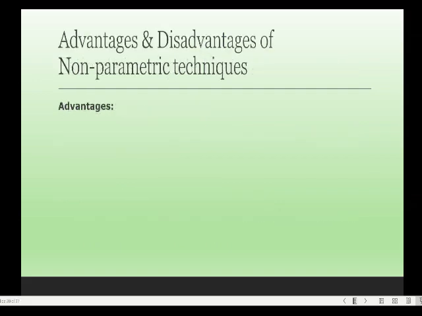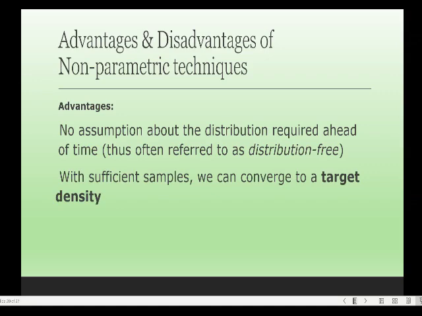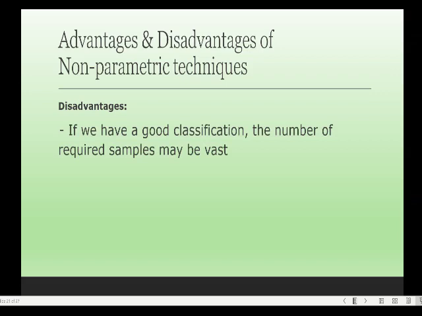There are advantages and disadvantages to this non-parametric approach. Advantages to non-parametric techniques is, well, there's no assumption about the distribution required ahead of time, so it's considered to be distribution free. And if you have enough samples, we can converge it to a target density. So pre-analysis, generally speaking, is not required. Whereas disadvantages are, if we have a good classifier, the number of required samples might be fairly substantial. That means it's going to be computationally expensive in terms of resources and computing power, time, and other resources.